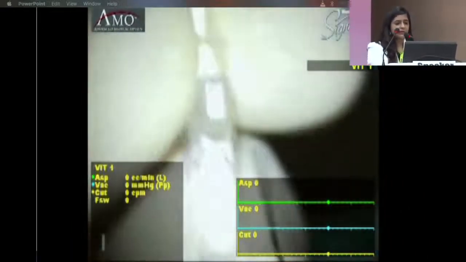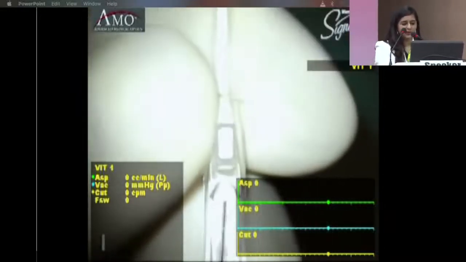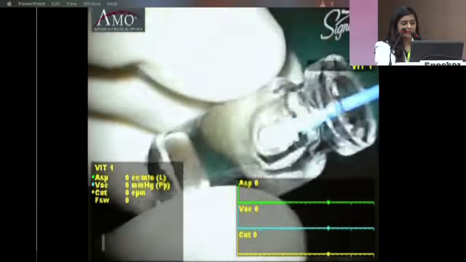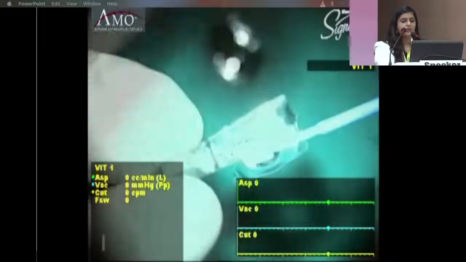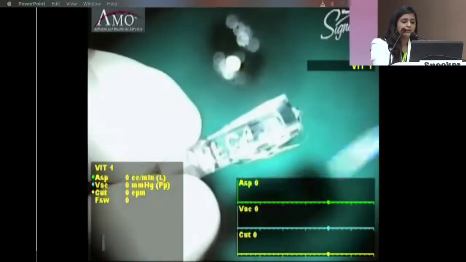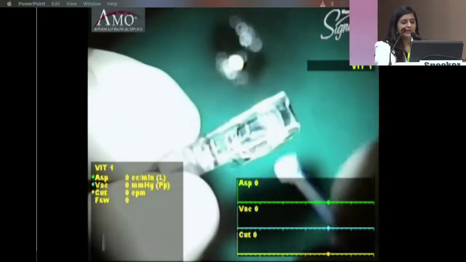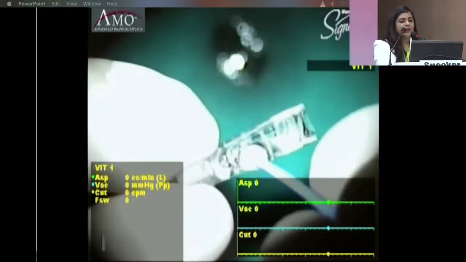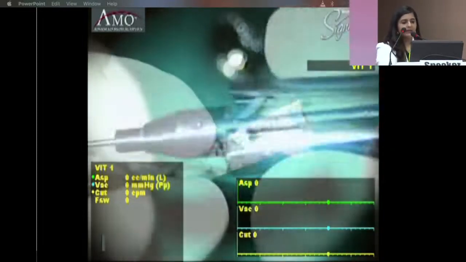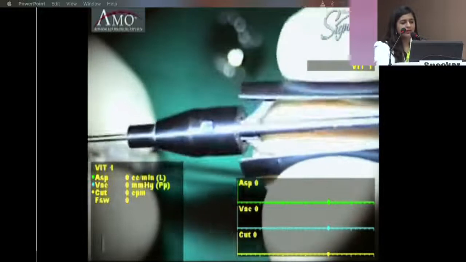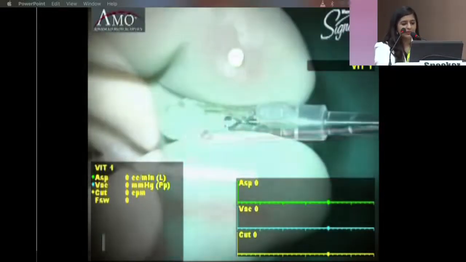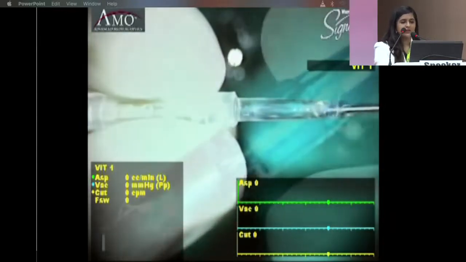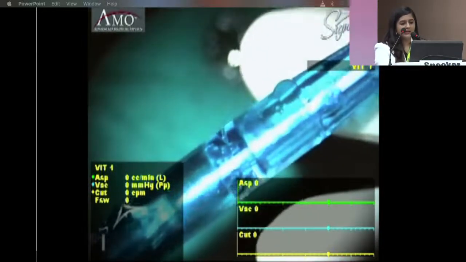So this is just another video of loading of ICL. You have to inject normal saline and viscoelastic, after which the ICL is taken out through the foam tip applicator and placed within the grooves of the cartridge using the foam tip applicator in a convex fashion. The pull-through forceps is then used to grasp the edge of the ICL, and the cartridge is pulled back rather than pulling the ICL forward.